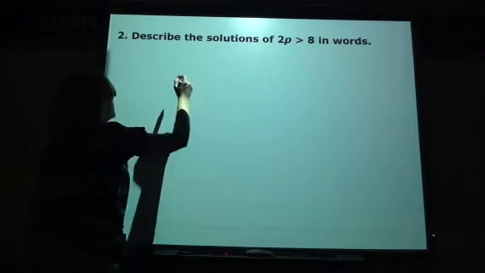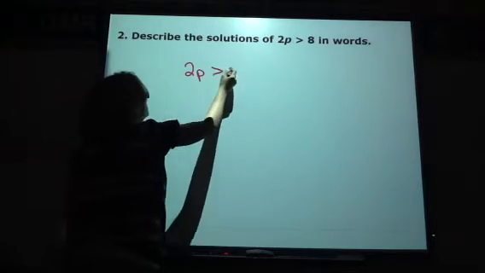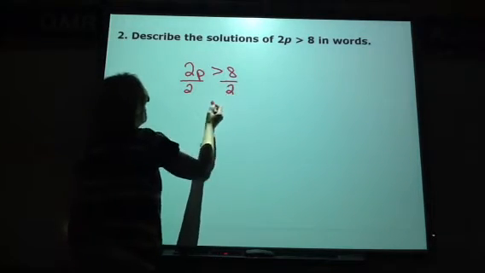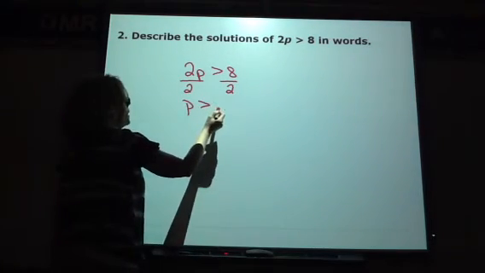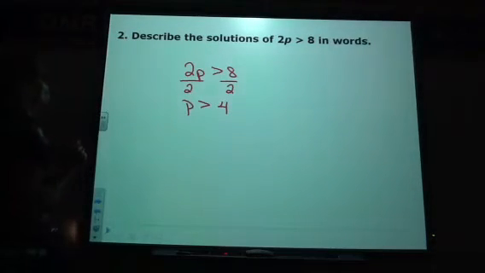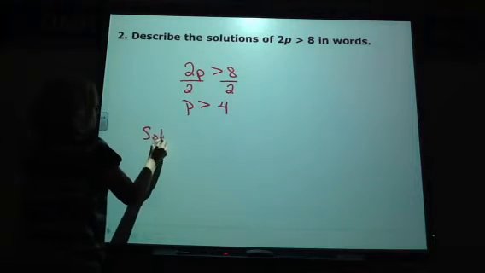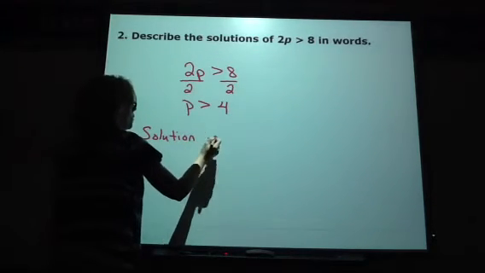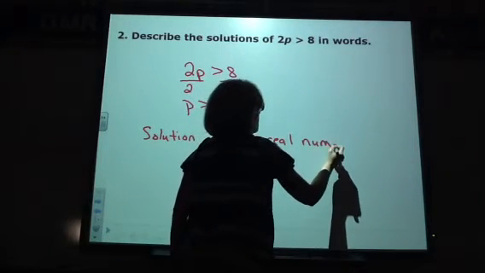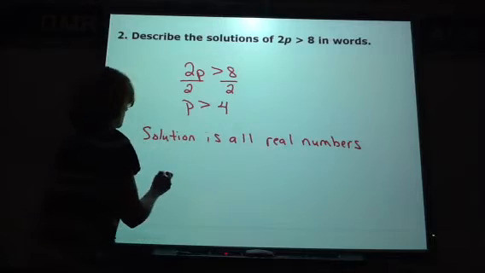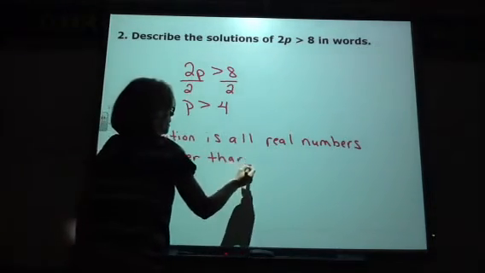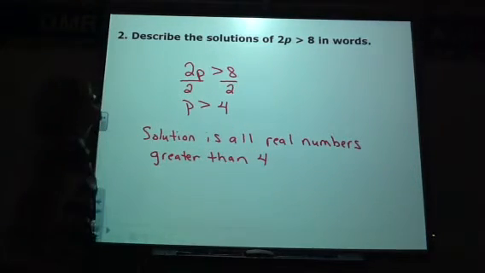Okay, we're going to do the same thing here. You want to isolate your variable p, so the inverse of multiplication is division. Your 2's cancel out, so I have p is greater than 4. Okay, so describe: the solution is all real numbers greater than 4.